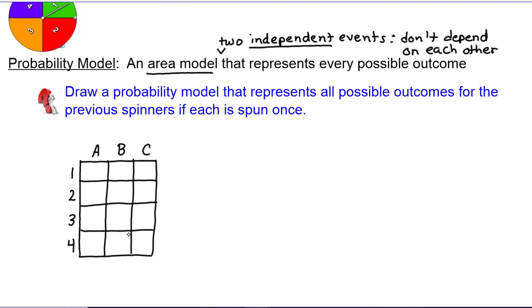And it'll look like this. And here I have A1, A2, A3, and A4. B1, B2, B3, and B4. C1, C2, C3, and C4. Okay? Since this is an area model, and it's a rectangle, that's why we can only have 2 events. Okay? So let's look at something a little bit different.